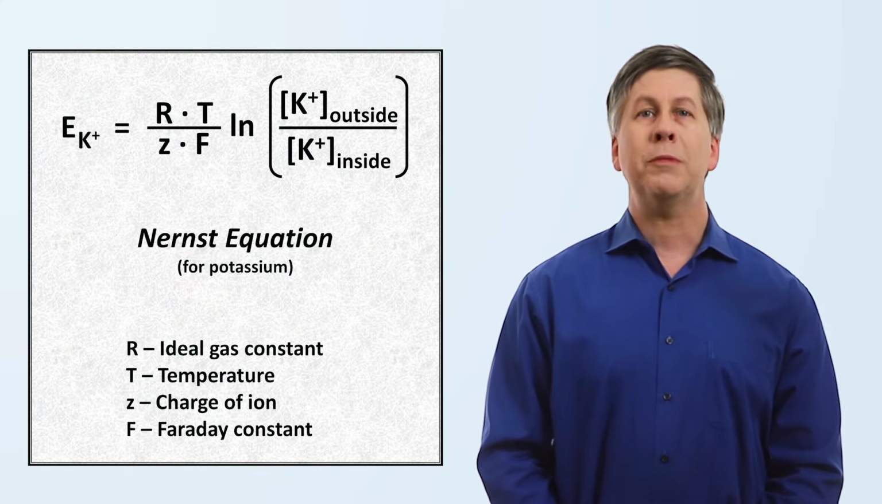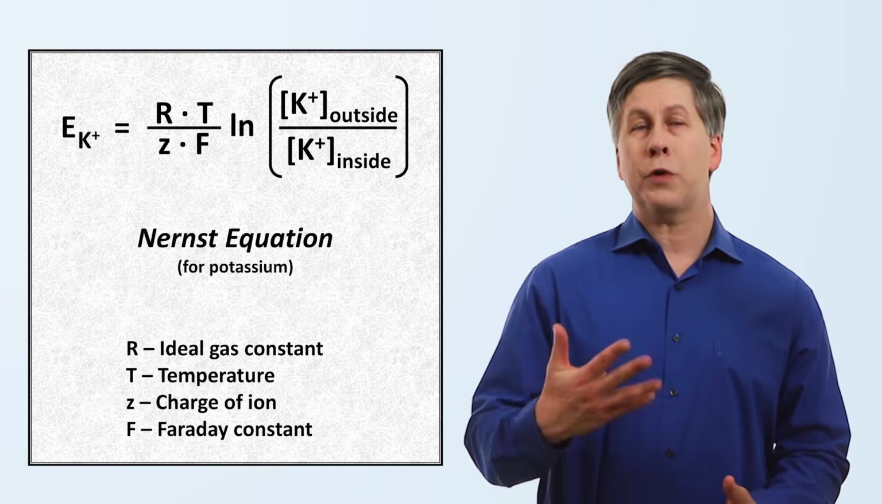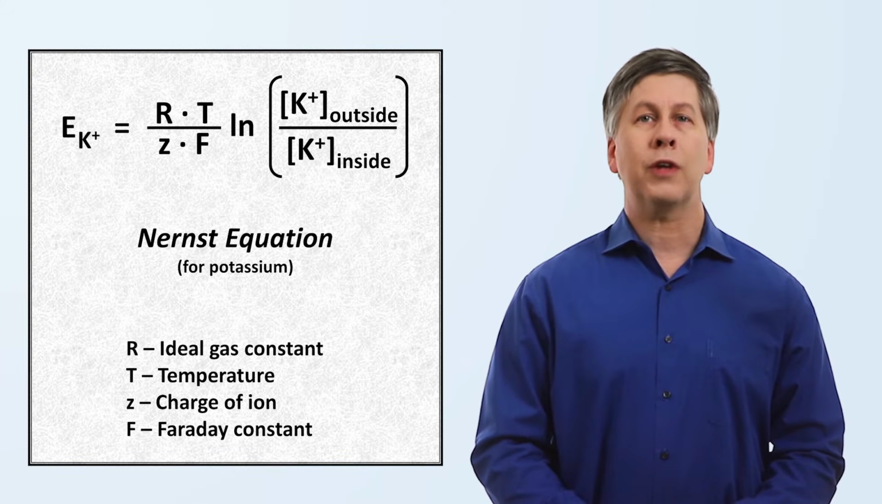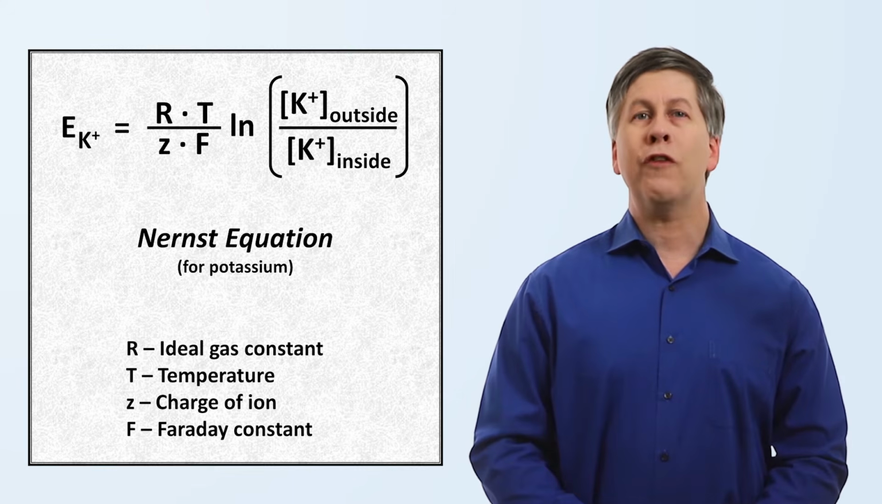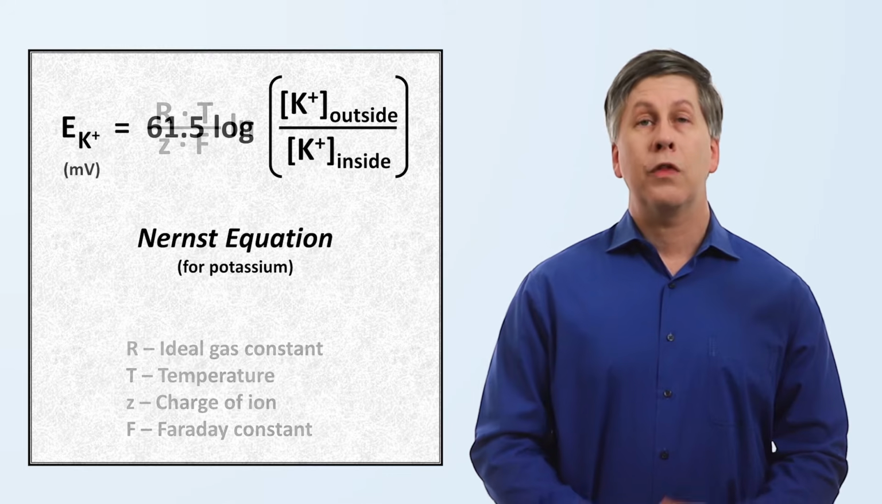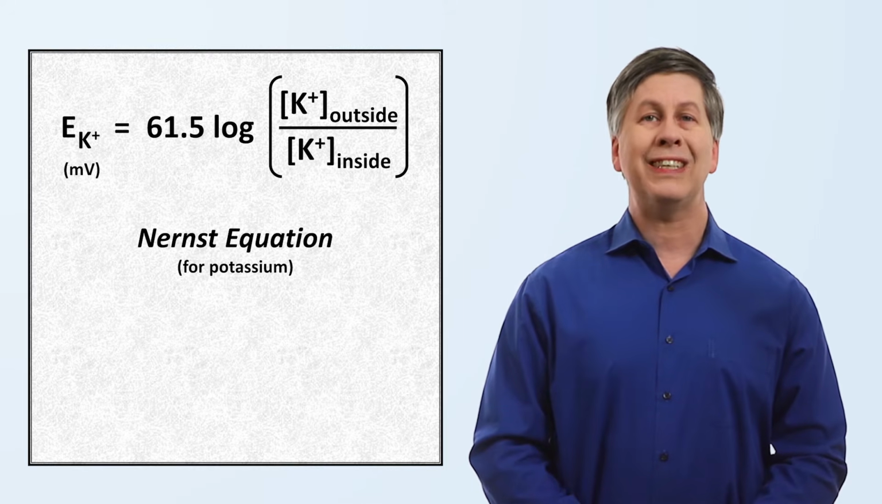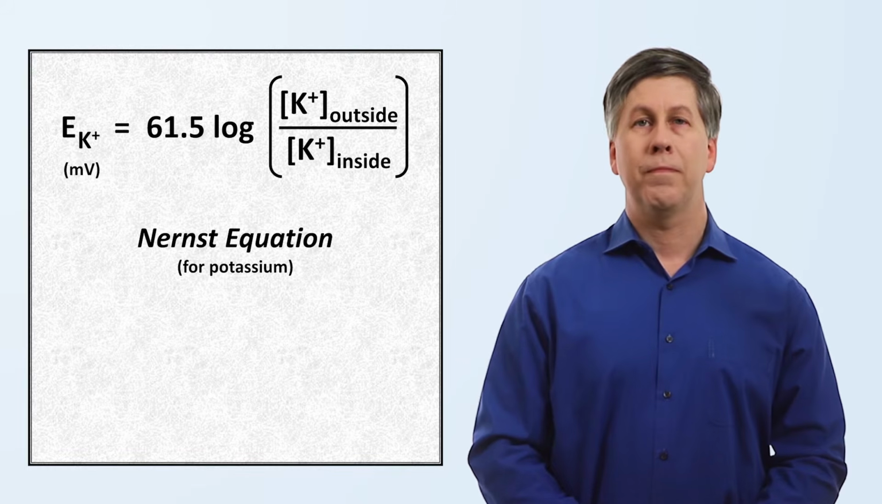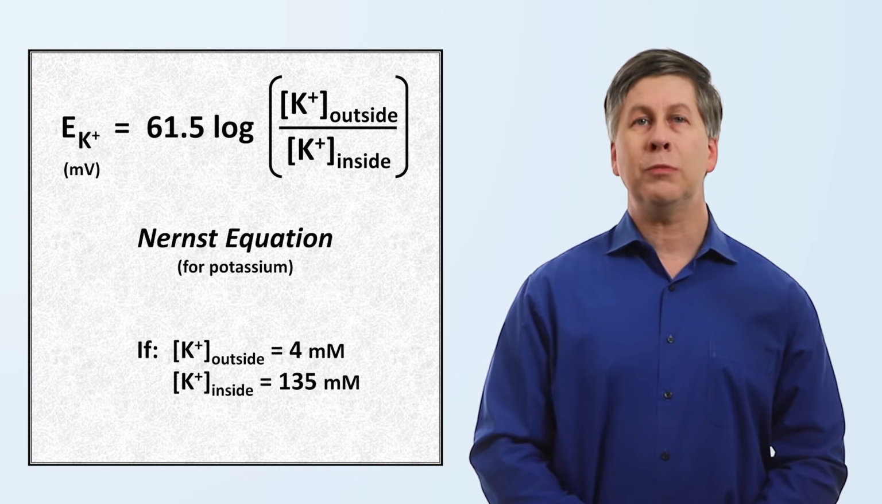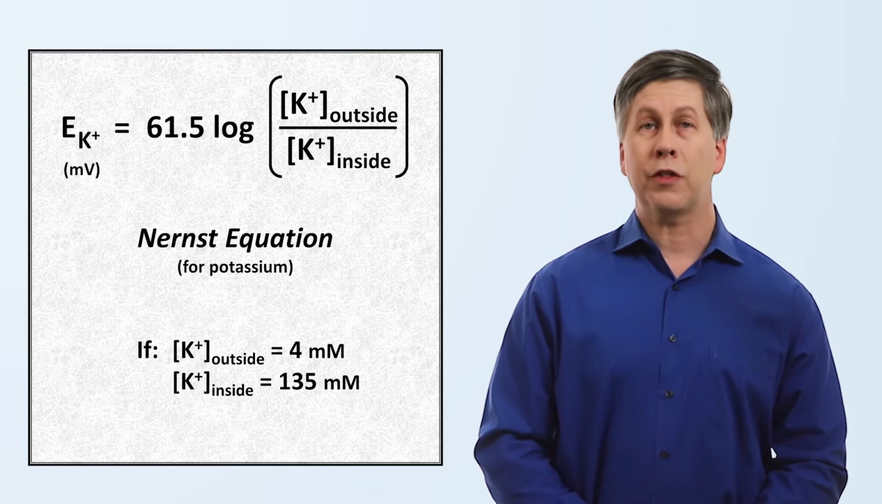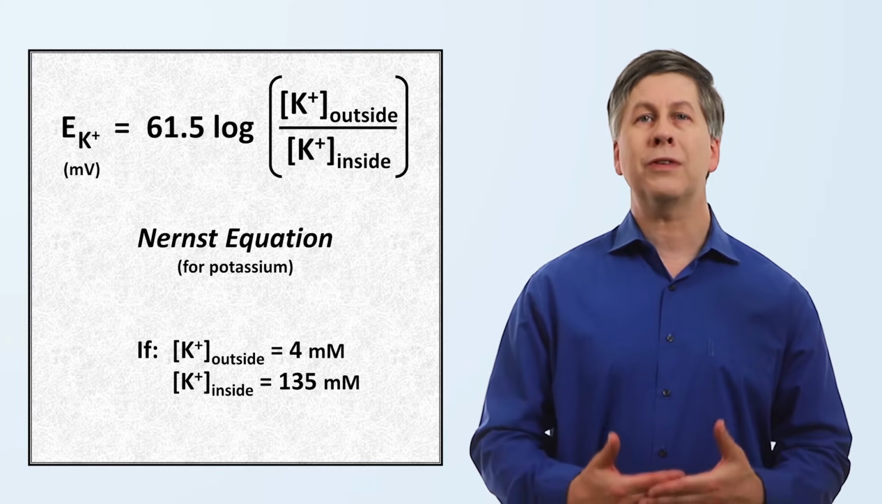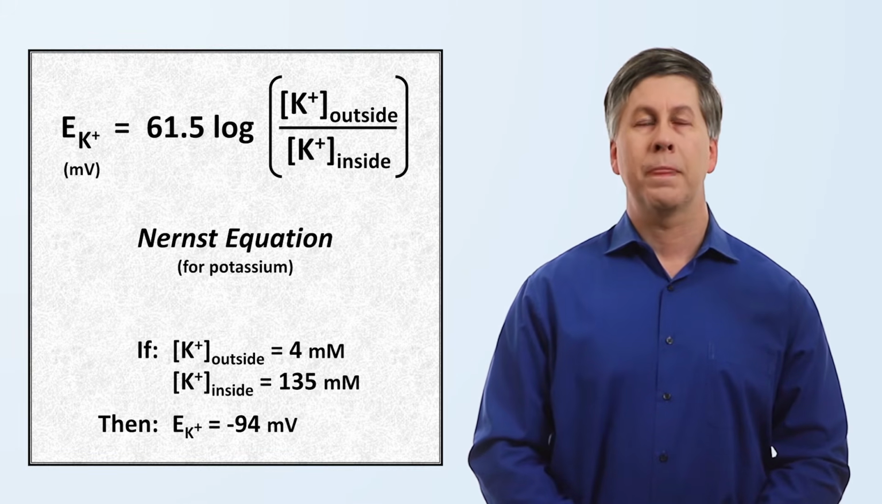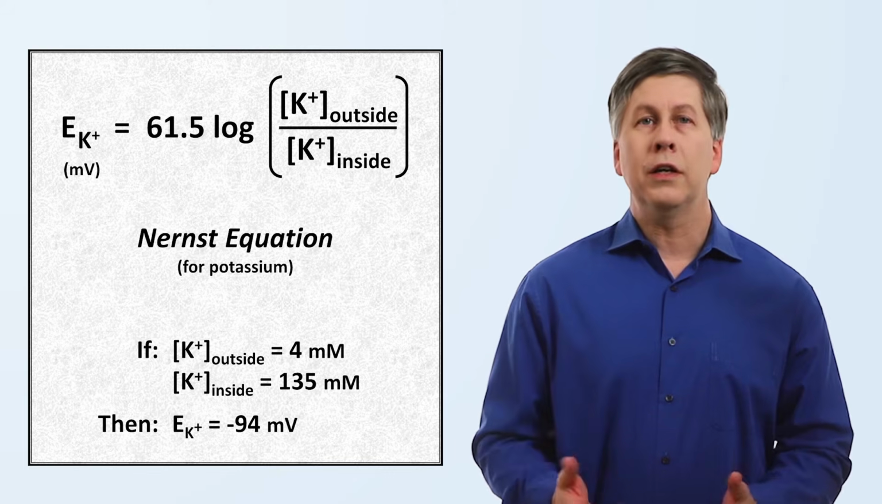The equilibrium potential for potassium can be calculated from the Nernst equation. Some of these values are constants. We can assume a temperature of 37 degrees Celsius and convert from the natural logarithm to common logarithm to get a more familiar version of the equation. The equilibrium potential for potassium equals 61.5 times the log of the potassium concentration outside of the cell over the potassium concentration inside the cell. For normal values of extracellular potassium of 4 and intracellular potassium of 135, this works out to an equilibrium potential of -94 millivolts.